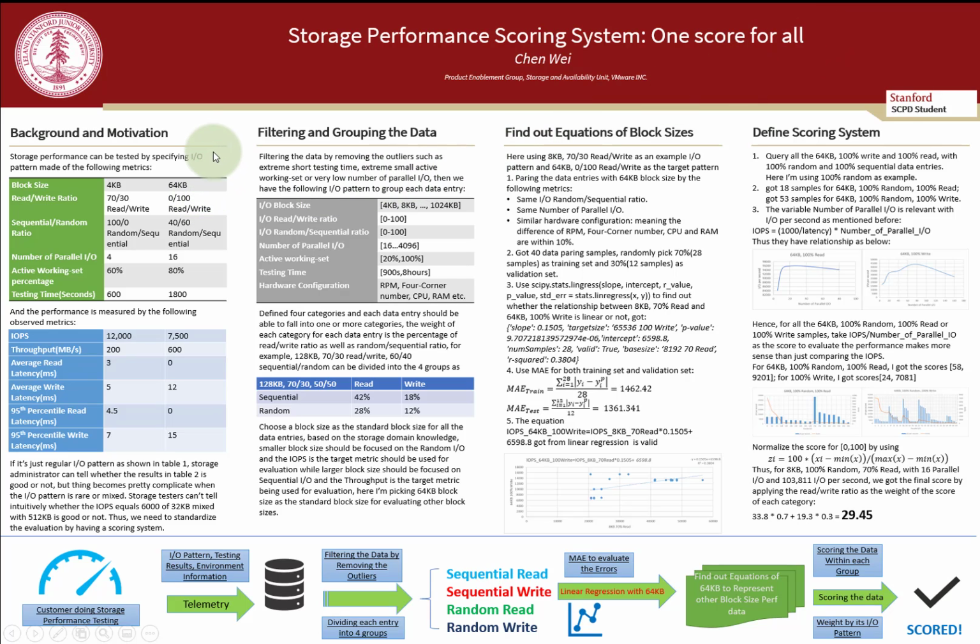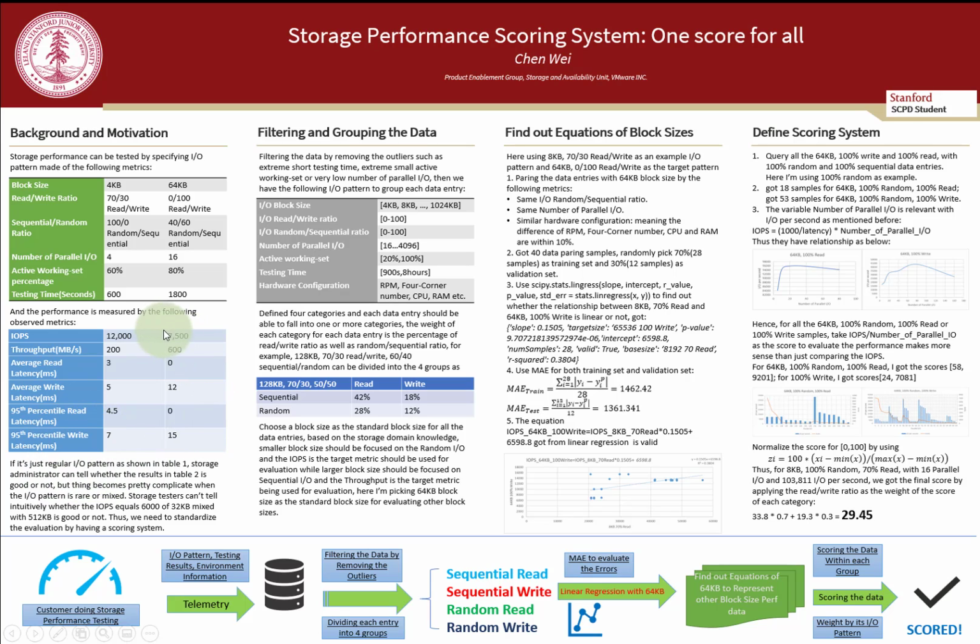At the beginning, let me introduce the background and the motivation a little bit for those of you who do not have the storage background or the performance background. People usually do storage performance testing by specifying the I/O patterns in this green area, which include block size, read-write ratio, sequential random ratio, number of parallel I/O, working set, and testing time. Then they get results using the following metrics. The first is IOPS, which is I/O per second, then throughput, average read latency, write latency, and 95th percentile.